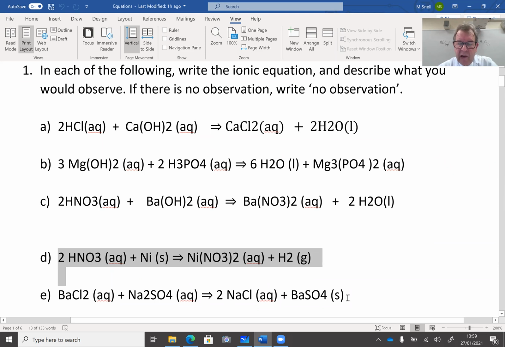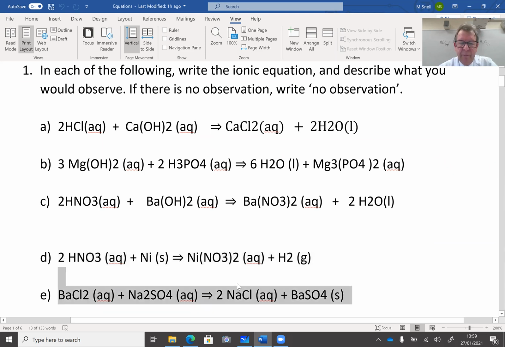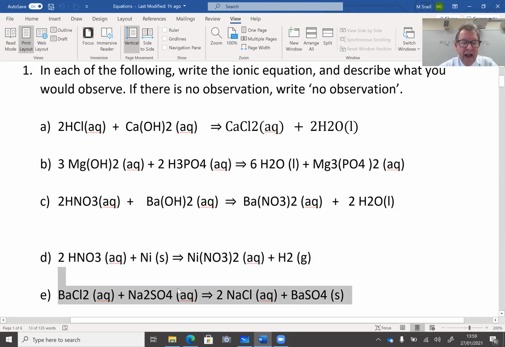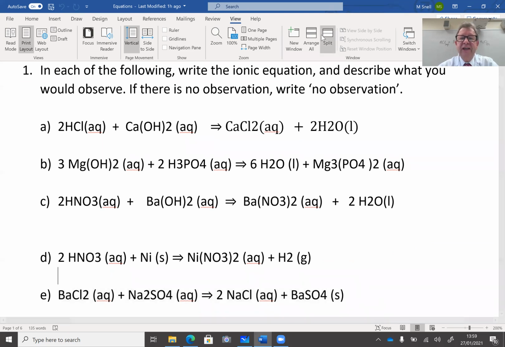The next one down, something different happens. Here we have a solid. That means a solid forms. We start with aqueous solutions, they will look like water. We add them together, they make something that looks like salty water, but here is a solid, okay? So you are looking for observations.